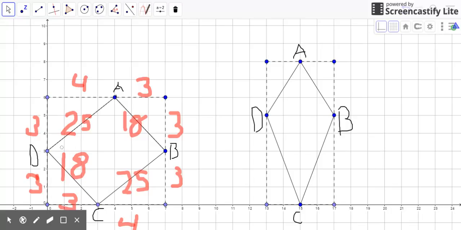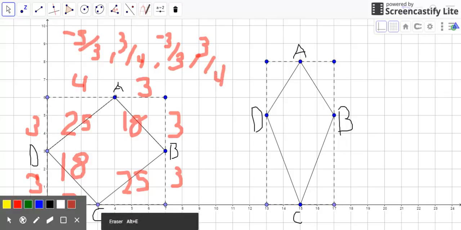Okay. The slope of A to B is vertical over horizontal, so it's going down, which makes it negative 3 over 3. B to C would be positive 3 over 4. C to D is negative 3 over 3, because it's a negative correlation. And then D to A would be positive 3 over 4. This is a rectangle.